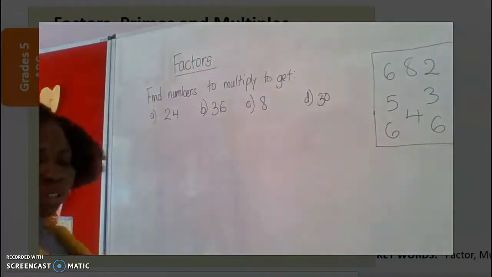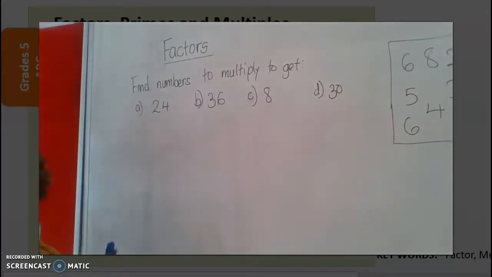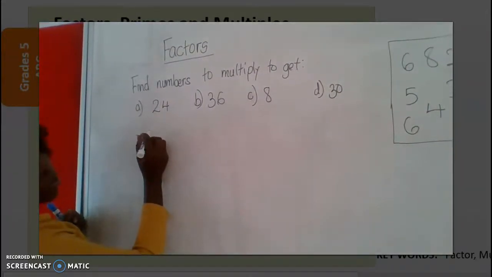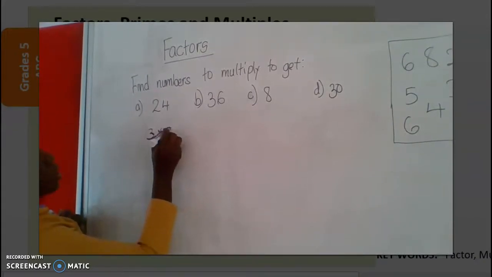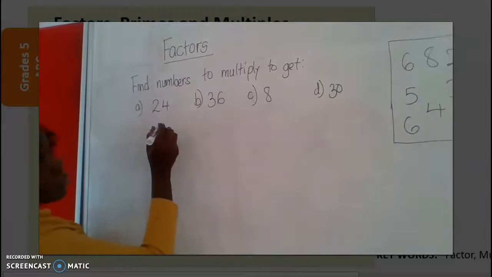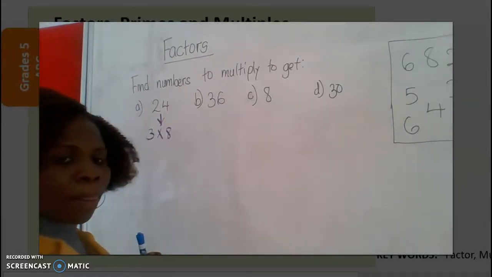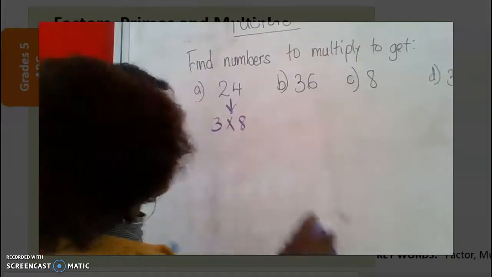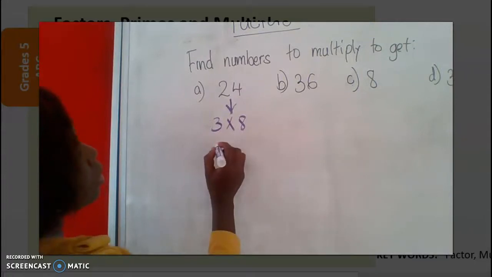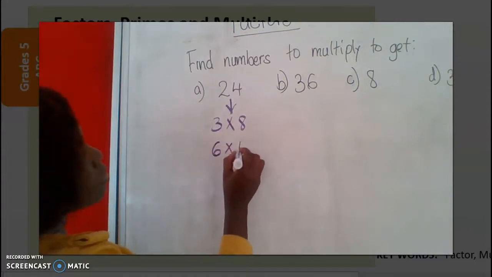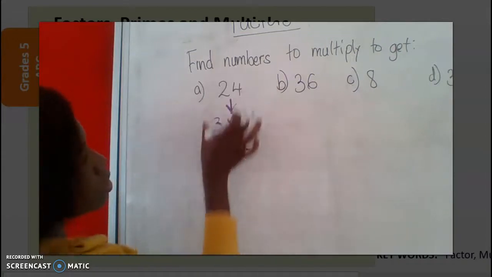So for 24, I will have 3 times 8. That one is for 24. Another one, I'll get 6 times 4. So those ones are for 24.